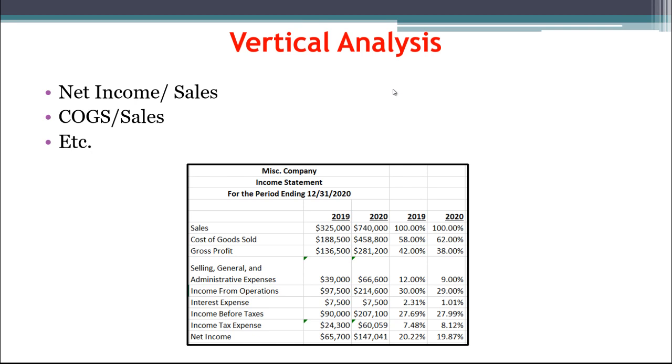And that takes us to the end of part 1 of our financial statement analysis. We're going to come back with part 2 and talk about the ratio analysis.